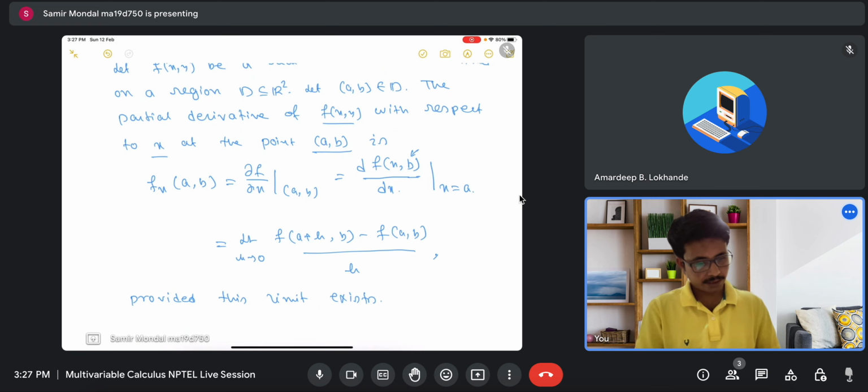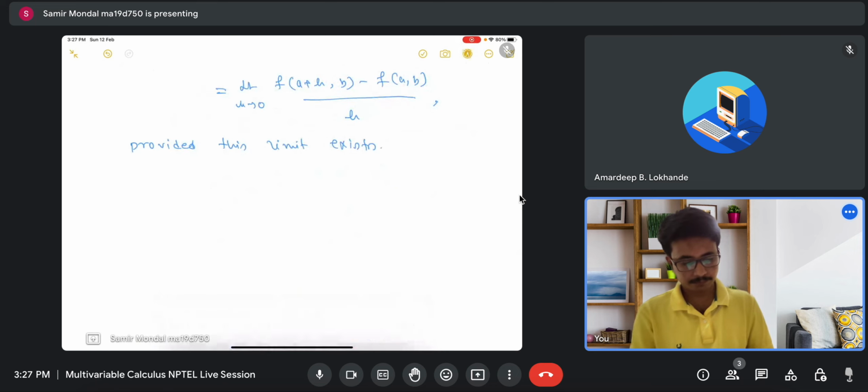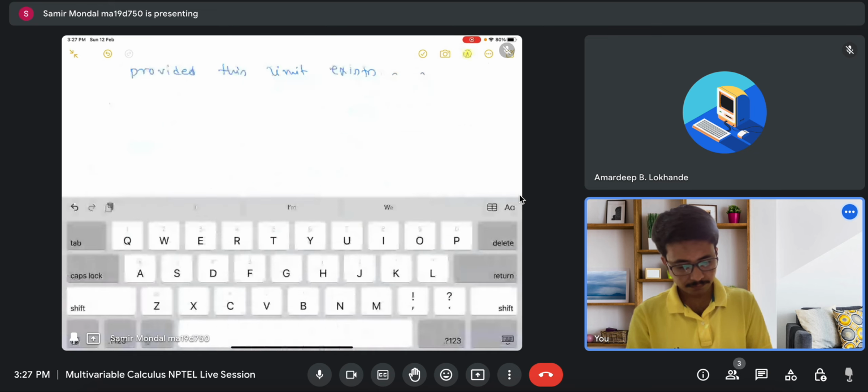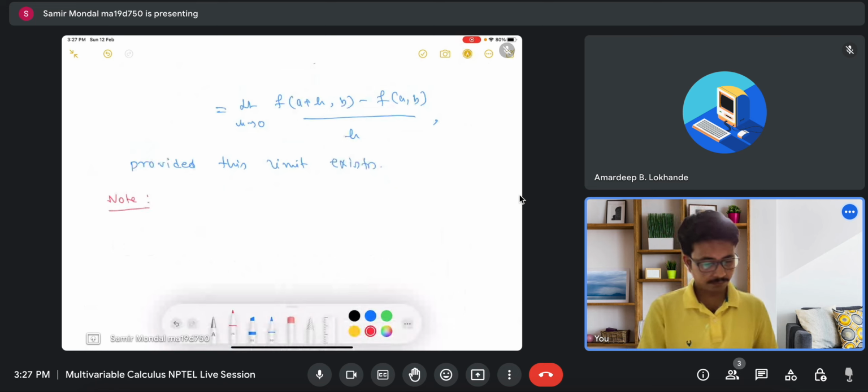One can note that f of x, b must be continuous at the point x equal to a. Okay, one can prove this easily. I am skipping this proof.